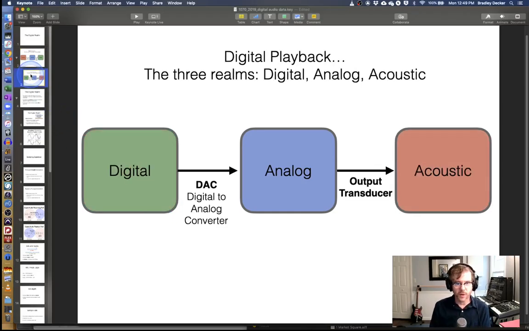To reverse the process for playback, we start with a digital file, which also has to be reconverted back to an analog electrical signal before we can hear it. That has to go into a digital to analog converter, which takes it from the digital realm to analog, basically from ones and zeros to a continuous electrical signal. Then that electrical signal is sent to an output transducer, for instance, a speaker, like your headphones, a speaker in a room, any sort of digital playback.